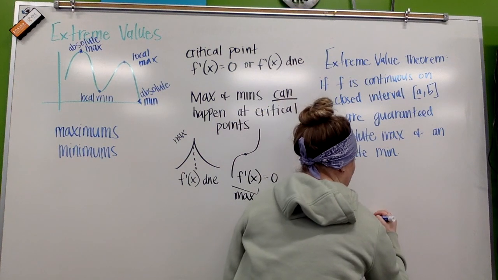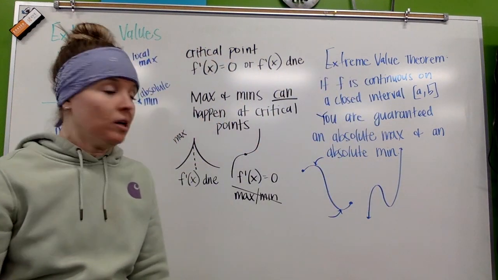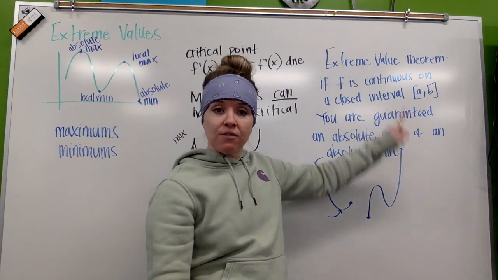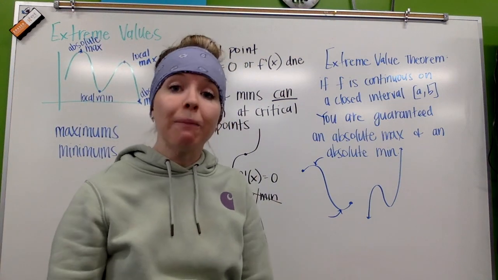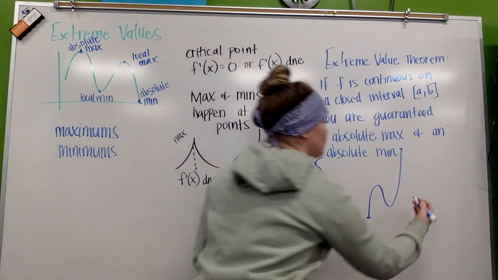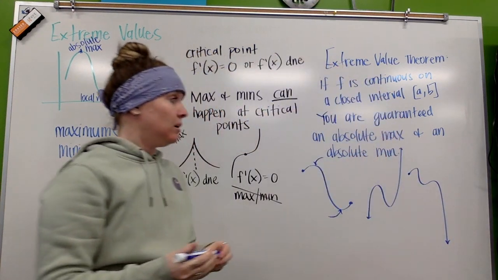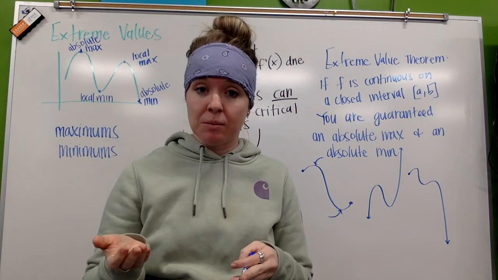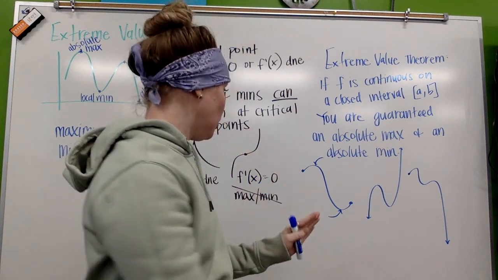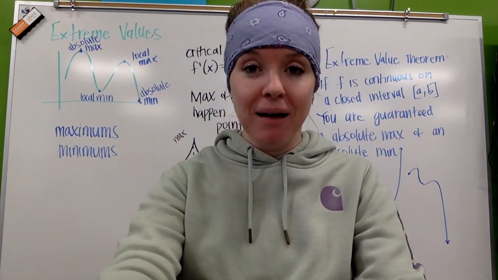But if I have an open interval and my graph goes forever, well, I have a local max and local min, but these are just going to go forever. There's no max, there's no min. It's going to just continue because it's an open graph. Even if this is one-sided and it looks like this, well, now I have an absolute maximum, but I don't have an absolute minimum. So if it's a closed interval, you're guaranteed both. Okay, I'm going to come back with some examples.